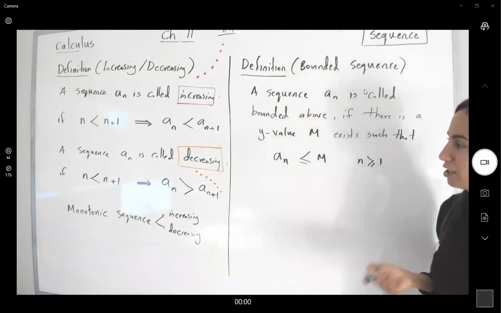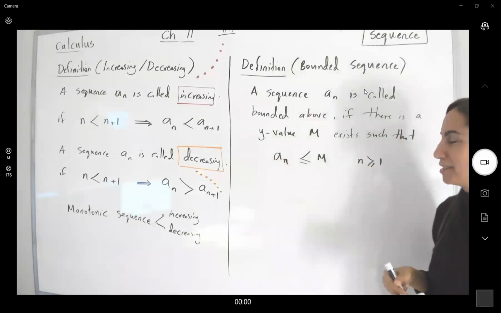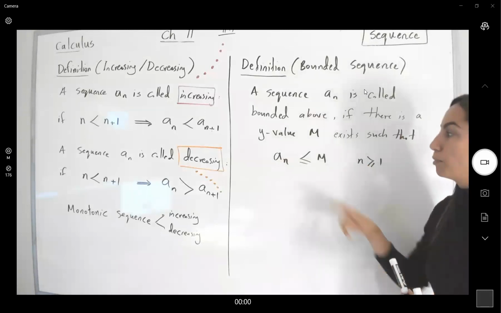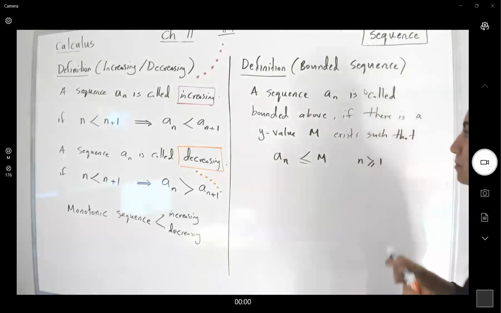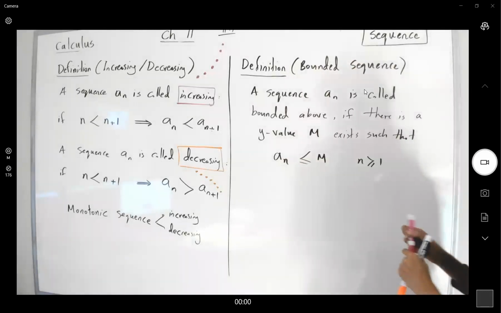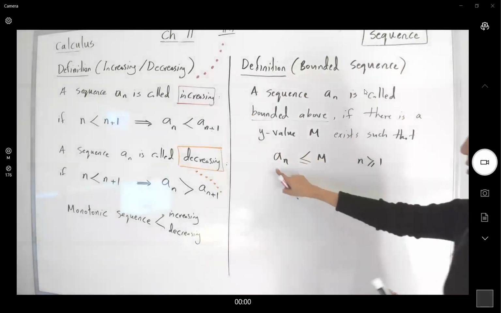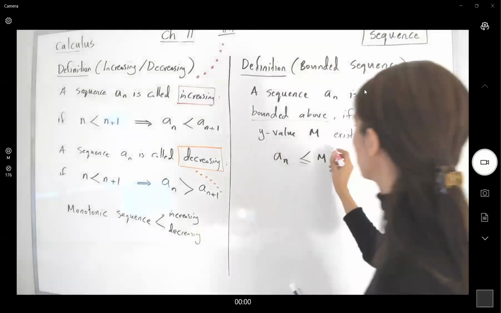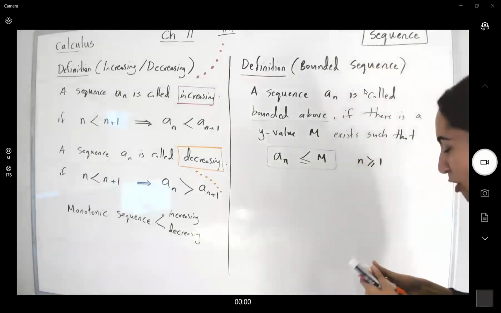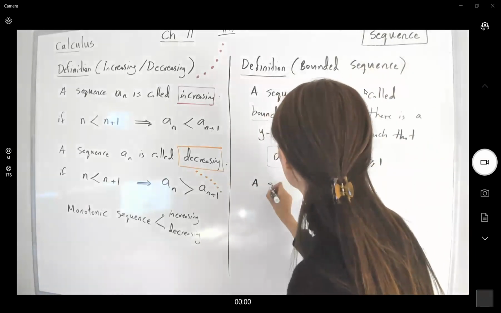Very well. Like what? Like n divided by n plus 1. Remember that the limit was 1. N divided by n plus 1 is a good example. It's bounded above by 1. And the sequence is called bounded below. So this is bounded above, if your y values in your sequence are less than a constant like M, that constant is a y value, not x, not n.